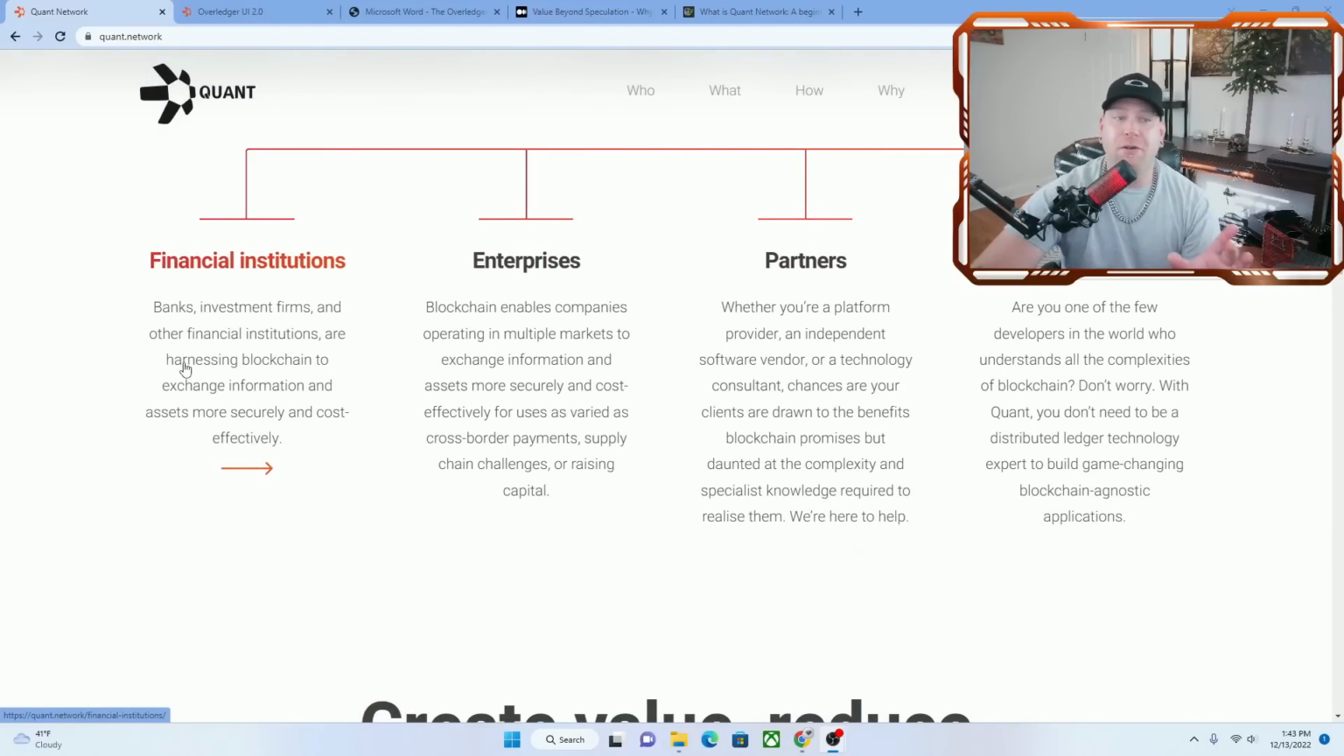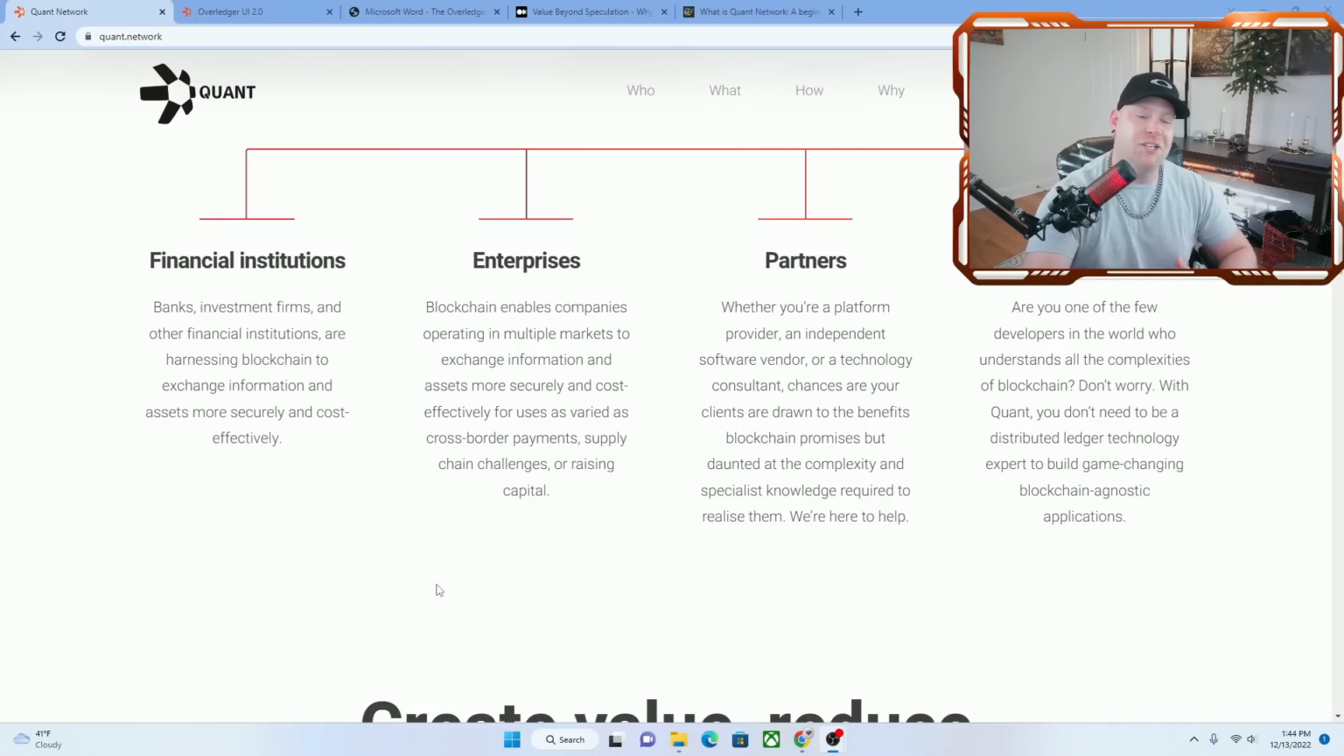So for financial institutions, banks, investment firms, and other financial institutions are harnessing blockchain to exchange information and assets more securely and cost effectively. And this is true for credit cards as well, like Visa, MasterCard. I know Visa was dabbling around with XRP payments in the past. I don't think anything happened with XRP and Visa, but they were experimenting or talking about trying to do something similar to this. Making transactions cheaper and faster is not just for crypto, it's for banking, just in life in general. Getting payments to different countries without having to pay the high fees or the long wait periods.